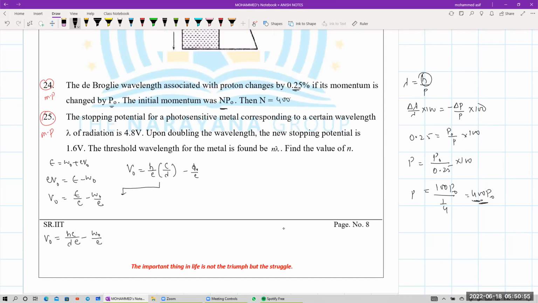Now write this for the given problem. The stopping potential for a photosensitive metal corresponding to a certain wavelength lambda of radiation is 4.8 volt, which is equal to h by e into c by lambda minus work function divided by e. The second one is 1.6 volt, which is equal to h by e into c by 2 lambda, after doubling the wavelength, minus work function divided by e. The threshold wavelength of the metal is found to be n times lambda.